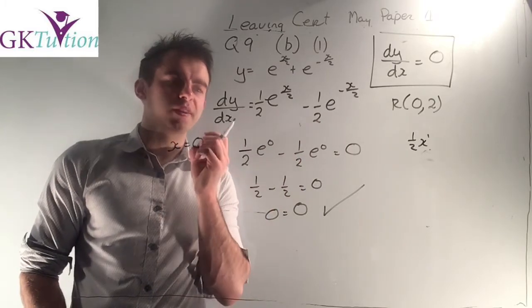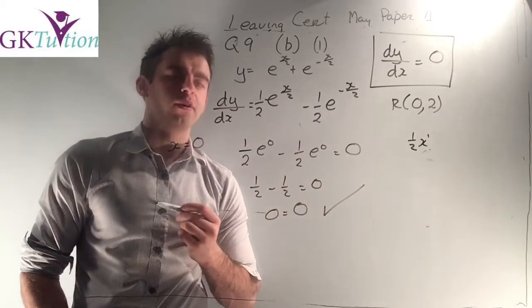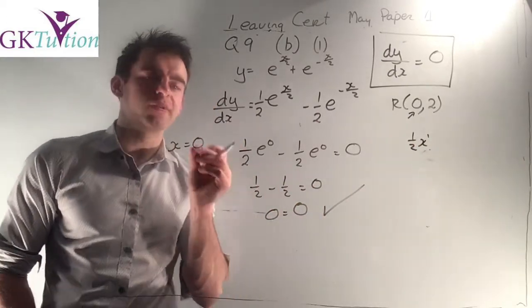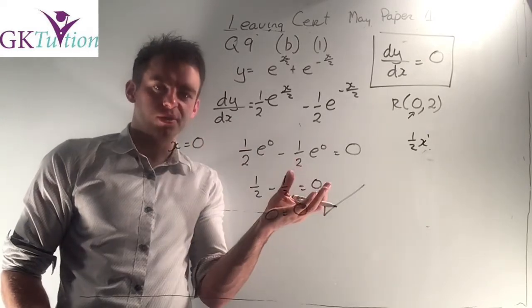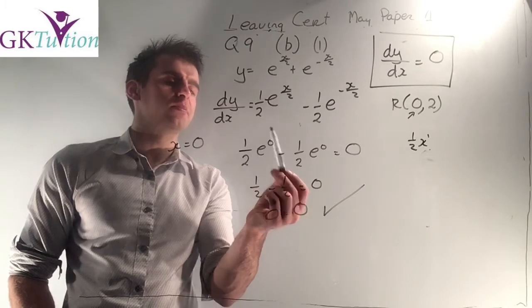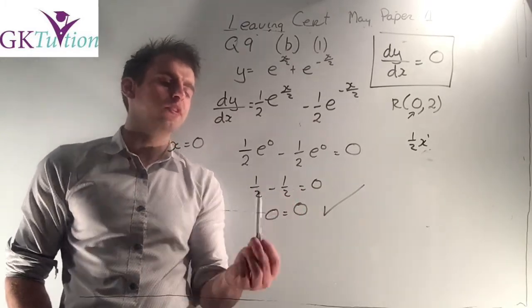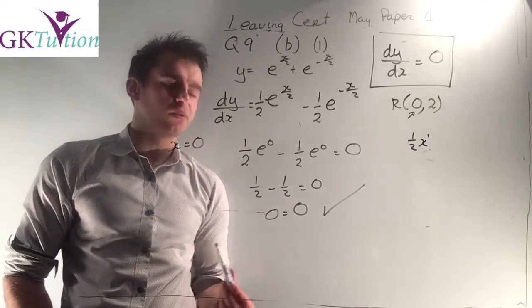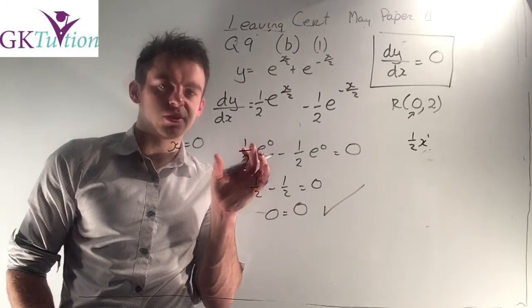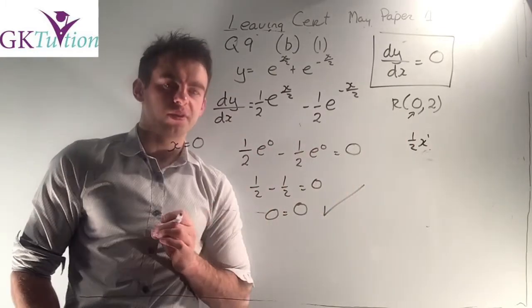Now I need to prove that the slope is equal to 0 at the coordinate OR. In other words, I need to sub in x is equal to 0 and prove that at that point the slope is also 0. So if you sub in x is equal to 0, you get a half times e to the power of 0 minus a half times e to the power of 0. They just become 1s, so it's a half minus a half, which is equal to 0. 0 equals 0, so happy days. That concludes that there's a turning point at the coordinate 0 when x is equal to 0.